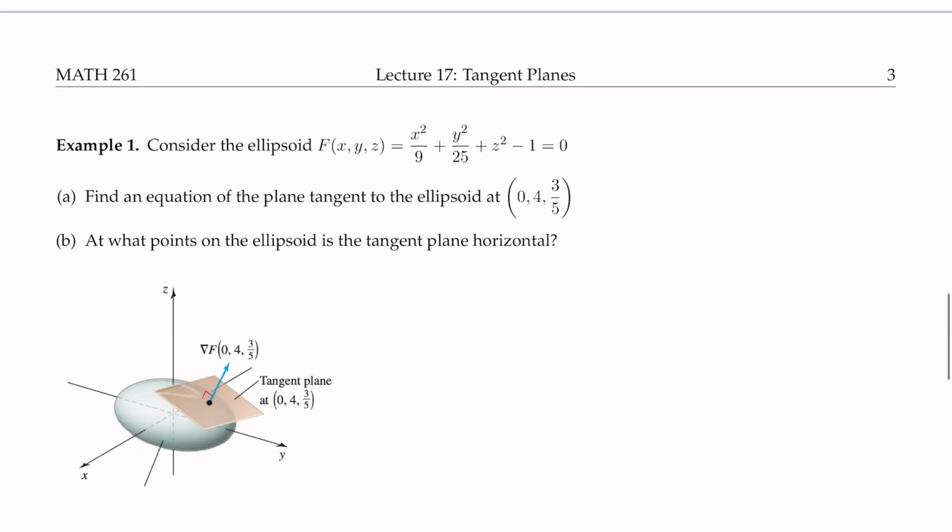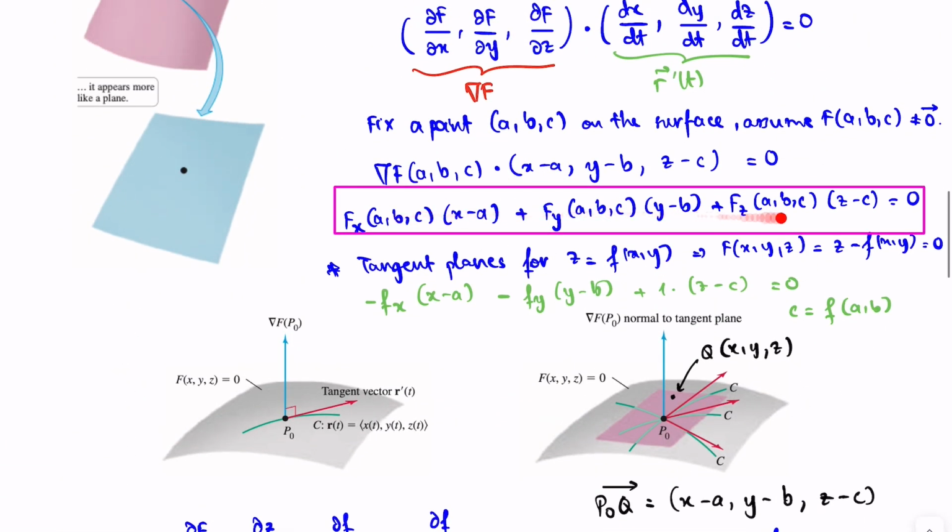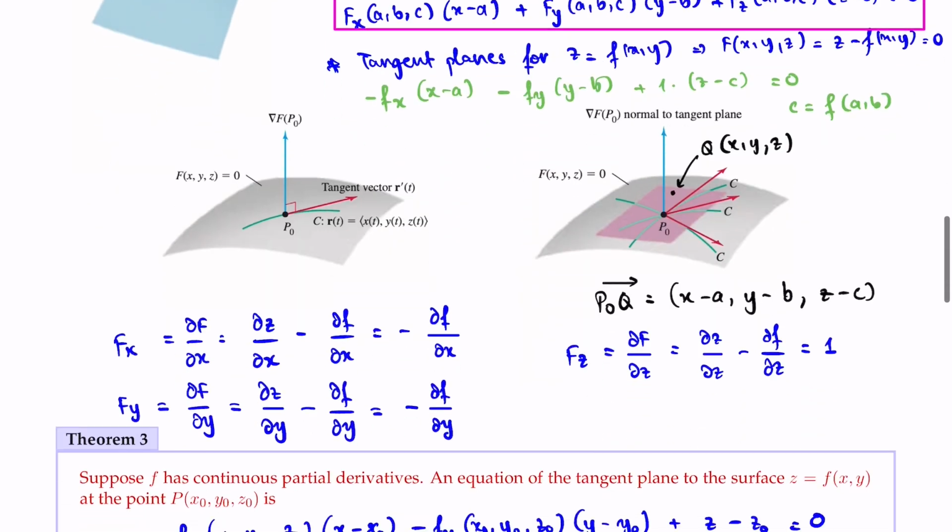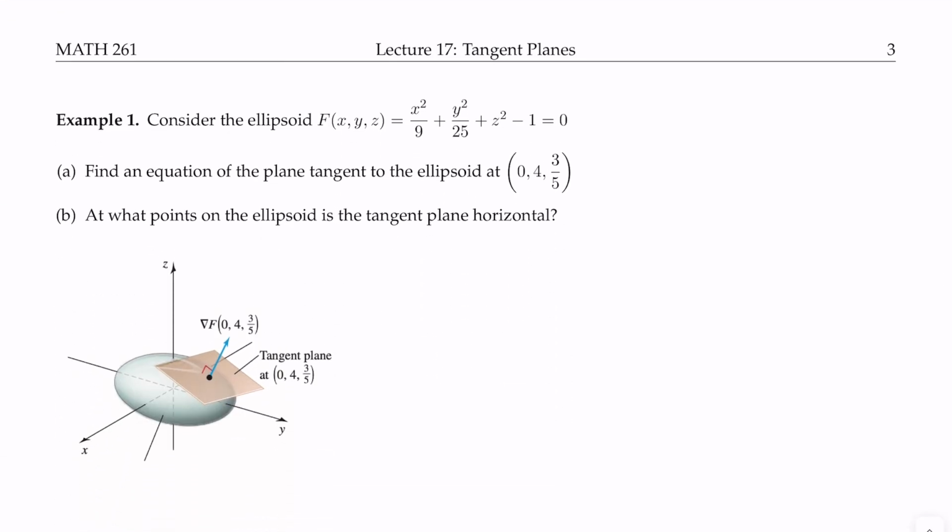Using the formula we have over here, we need to identify the partial derivatives of the function F with respect to x, with respect to y, and with respect to z. Then evaluate the partial derivatives at the point under consideration and plug that back into this equation to find the equation of a tangent plane to the ellipsoid at the point (0, 4, 3/5). So first, we're going to find the partial derivative of F with respect to x, with respect to y, and with respect to z.